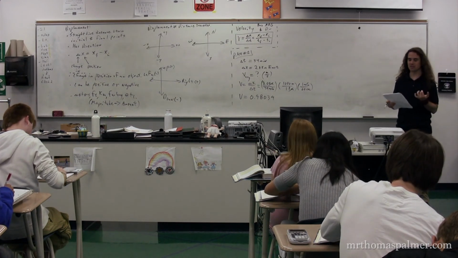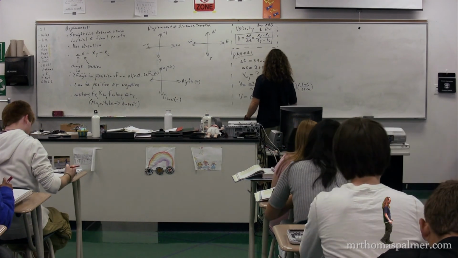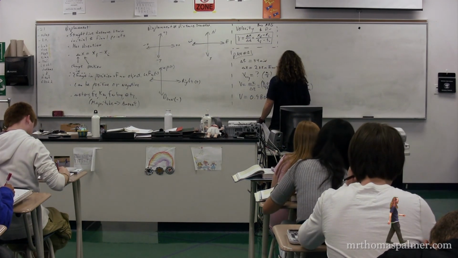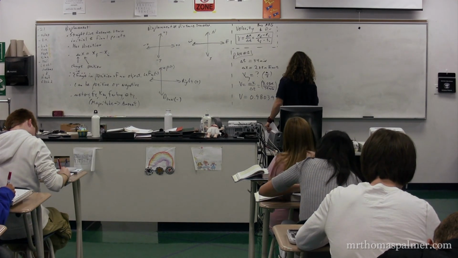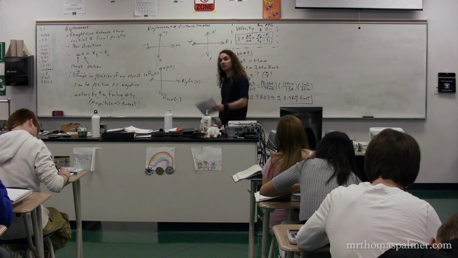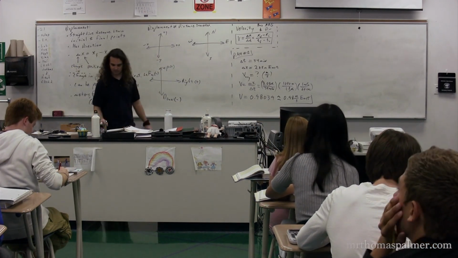What then is the answer to this question? Trevor. Velocity equals 0.98 meters per second east. Thank you. So we have the correct number of sig figs, we have the dimensions, and we have the direction, because velocity has both magnitude and direction. Great.